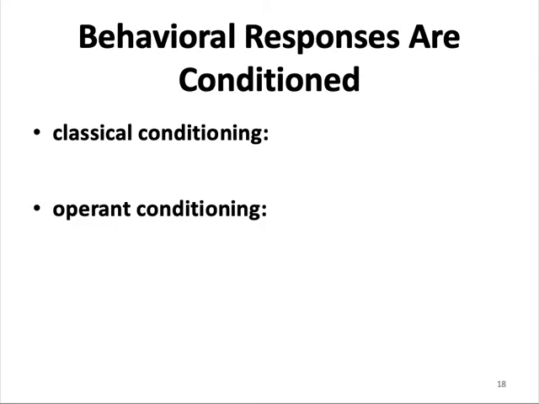Classical conditioning is learning that a stimulus predicts another stimulus. And operant conditioning is learning that a behavior leads to a certain outcome.